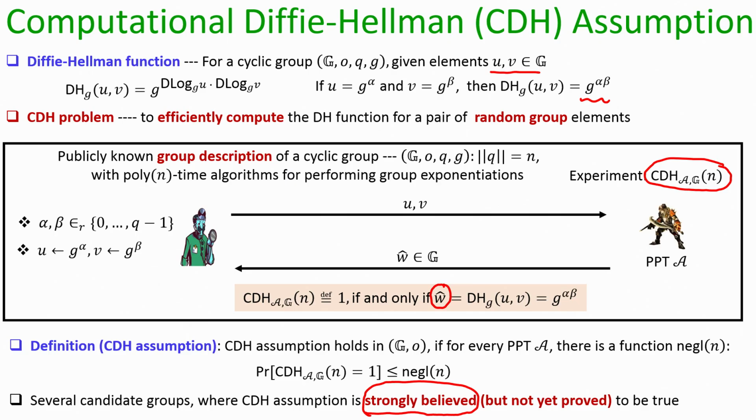Over a period of time, even after a rigorous attempt, no polytime algorithm has been obtained, and that is why we believe that in those candidate groups the CDH problem is indeed difficult to solve, and that is why we say that in those candidate groups the CDH assumption holds.